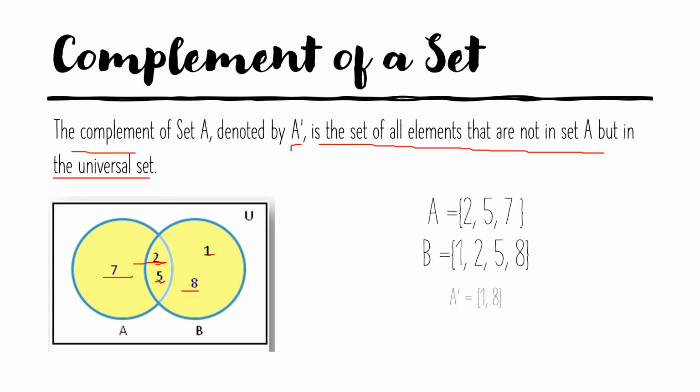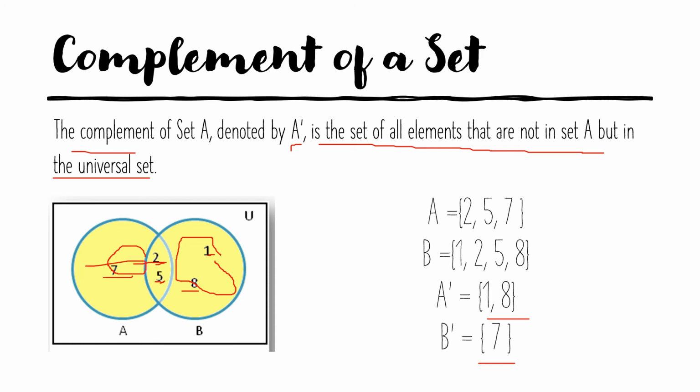To find the complement of A, or the A prime, all you have to do is look for the element or elements that are not found in A but found in the universal set. So therefore, the complement of A, or A prime, has the elements 8 and 1. So this one is the A complement. And for the B complement, we look for the elements found in the universal set but not found in set B. So therefore, the B complement has the element 7. So this is the complement of B.